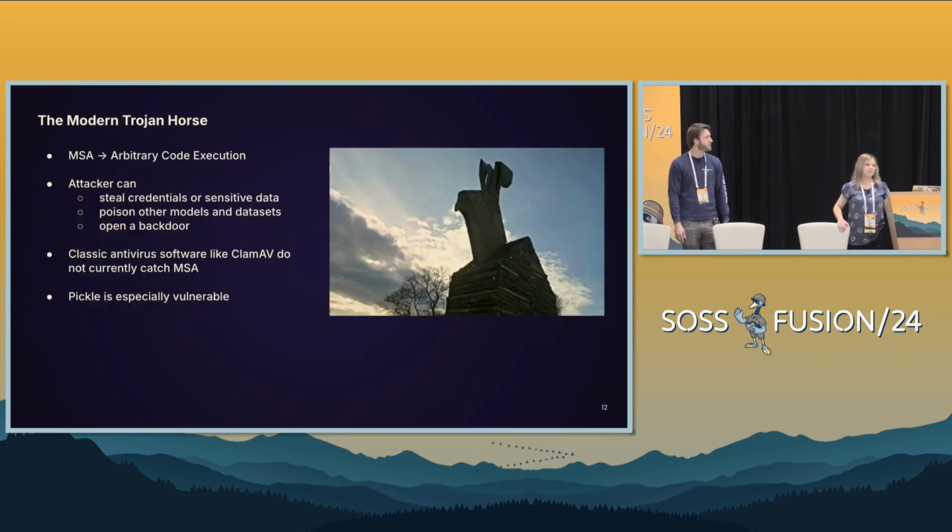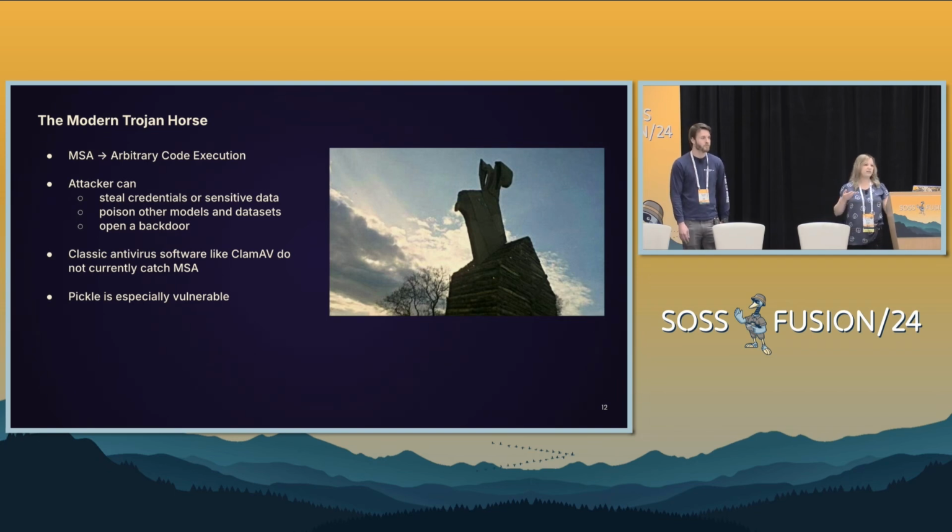And this really has become kind of the modern version of the Trojan horse attacks, where we remember from the early internet days where you download a program and it's supposed to do one thing, but ends up executing other things on your machine. And it's the same type of idea where your model could run as usual, but ends up with arbitrary code execution in the background. And this means that the attacker can do things like steal credentials or sensitive data that's on the machine, poison other models or data sets that are there, open a backdoor for them to use later.